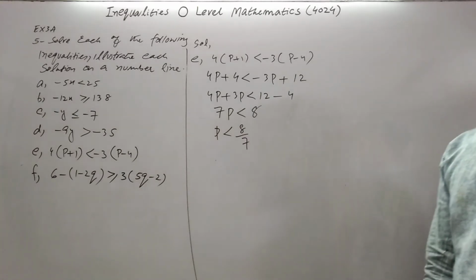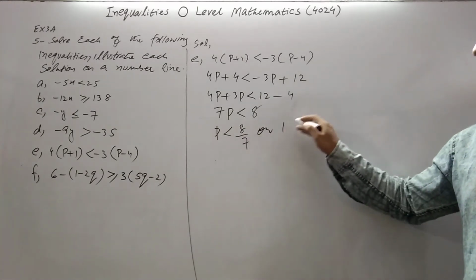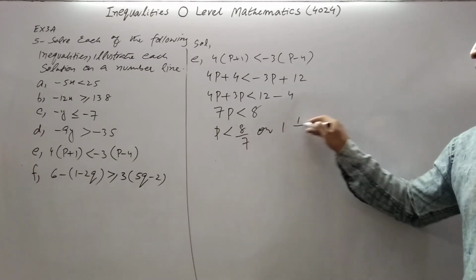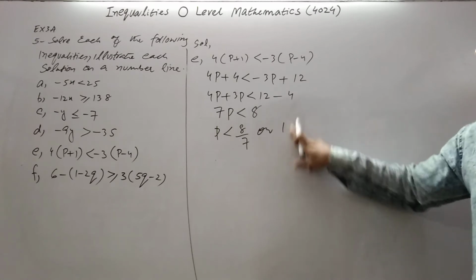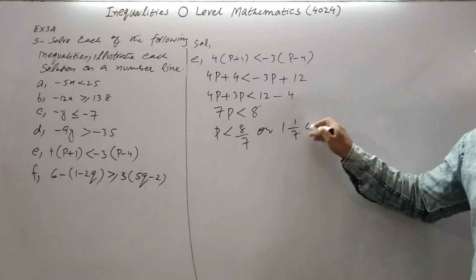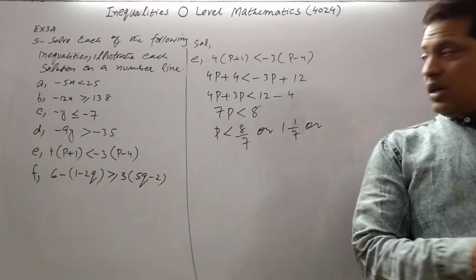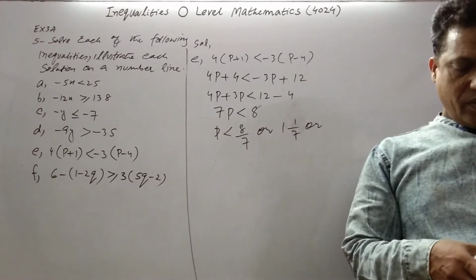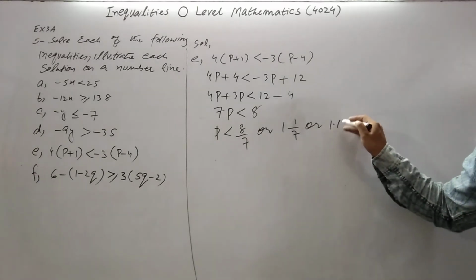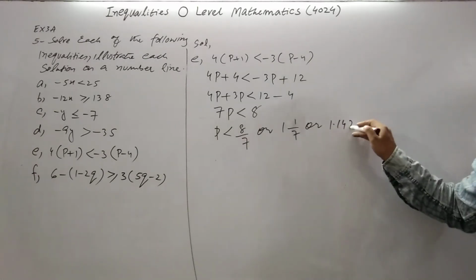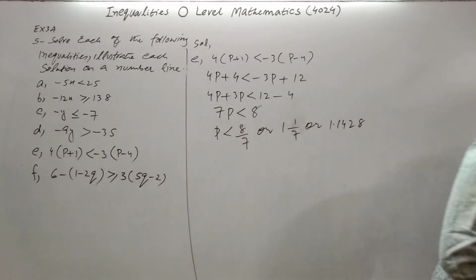If you write this answer it is acceptable, or 1 whole, 7 1s are 7 plus 1, 1 whole 1 upon 7. Or if you want to write the answer in decimal form, 8 over 7 will be 1.1428. Okay, so this is the answer.